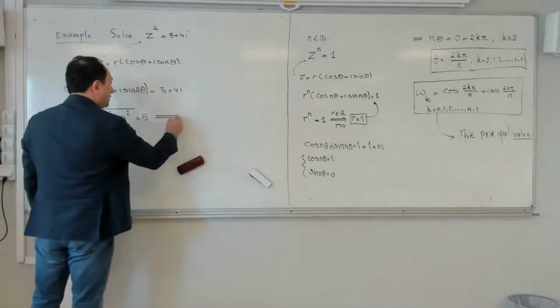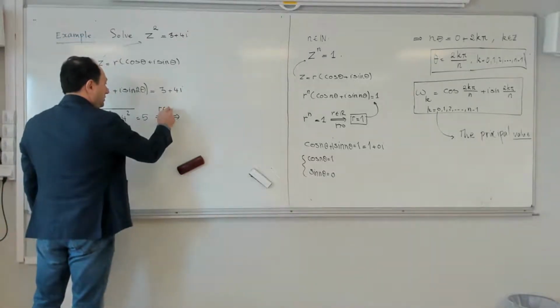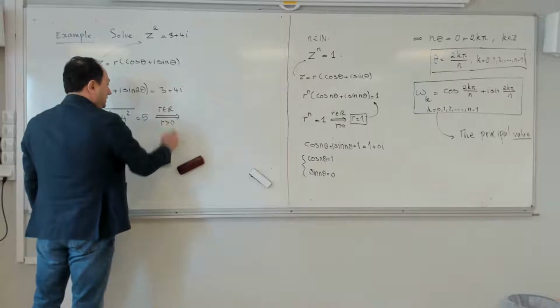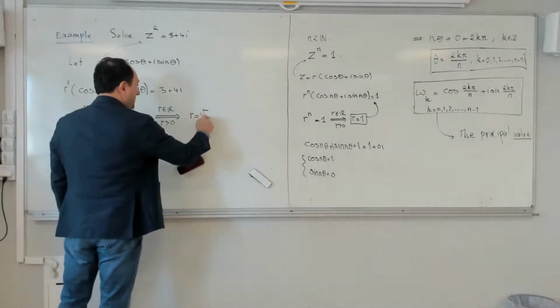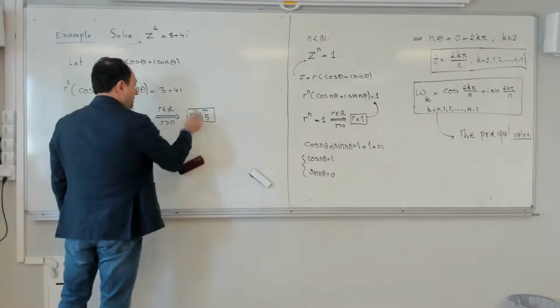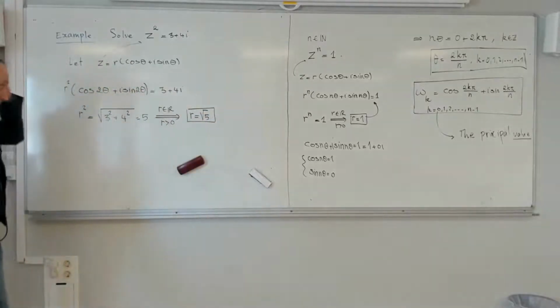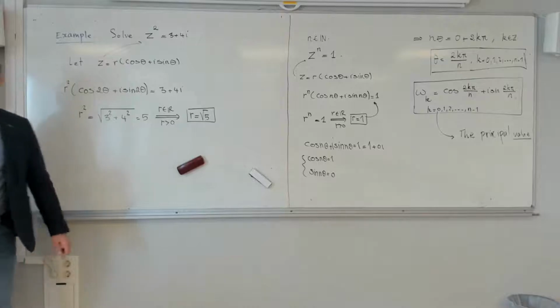I am looking for r, but I know something. I know that r is real and positive. So r is just a unique number, and that is the square root of 5. You are not allowed to write plus or minus square root of 5 because you already know that r is positive.